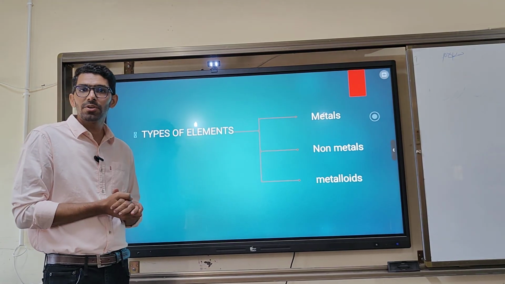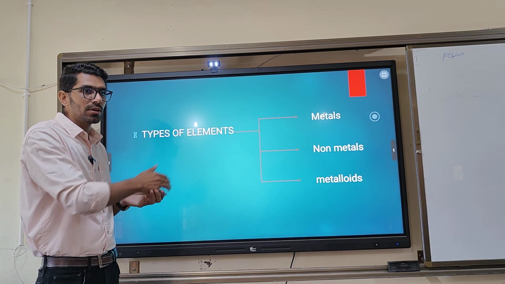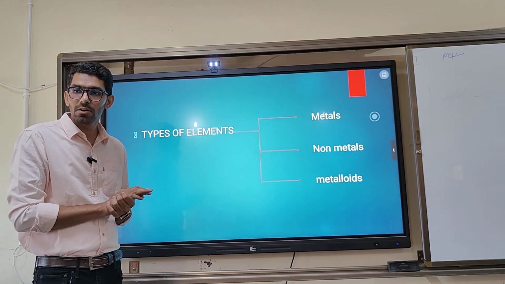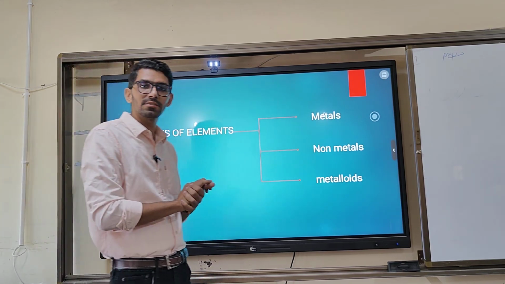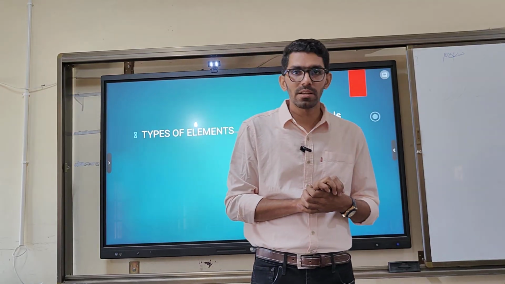On the left part of the periodic table, mostly metals are arranged. On the diagonal part, metalloids are arranged, and on the right hand side of the periodic table, non-metals are arranged.